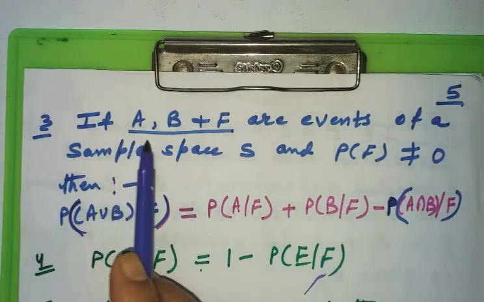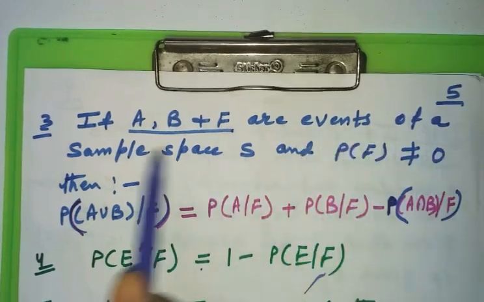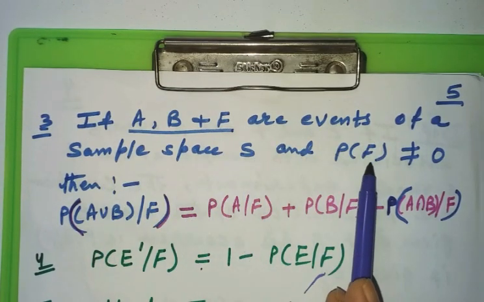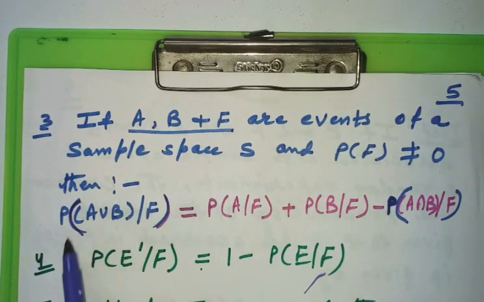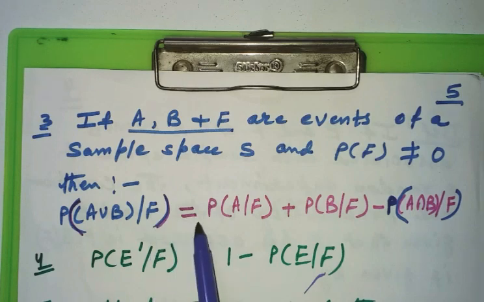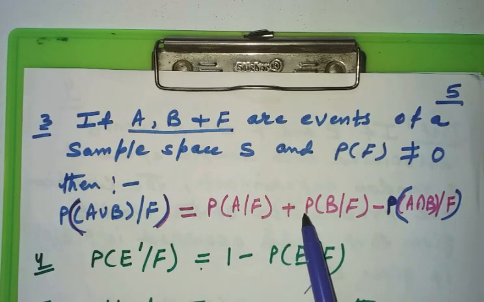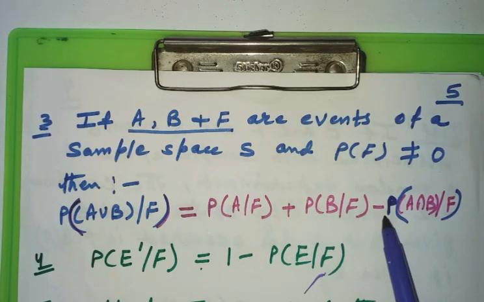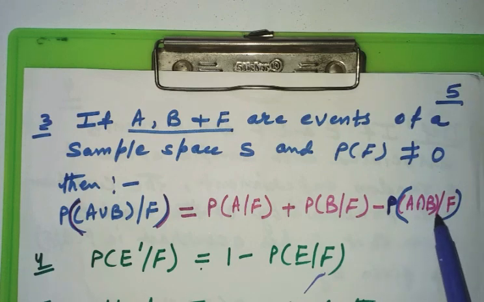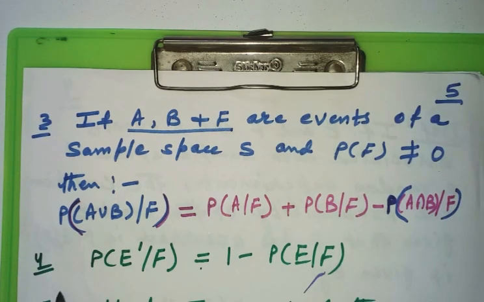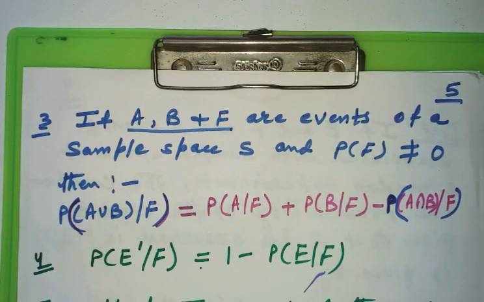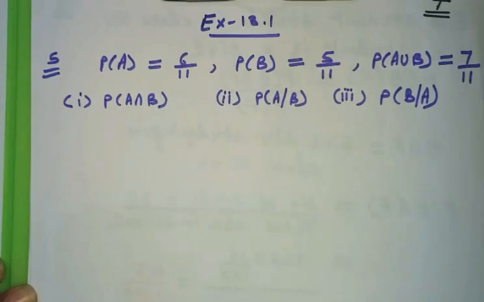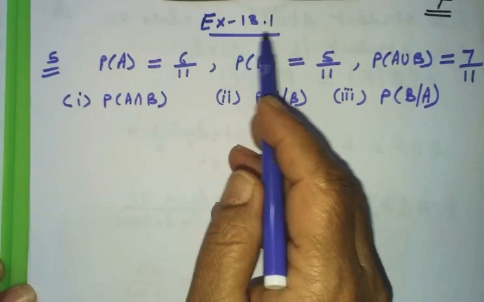Next property, if A, B and F are events of a sample space S and probability of F is not 0, then probability of A union B by F is equal to probability of A by F plus probability of B by F minus probability of A intersection B by F. And the last property, probability of E complement by F is equal to 1 minus probability of E by F. Let us start exercise 13.1.